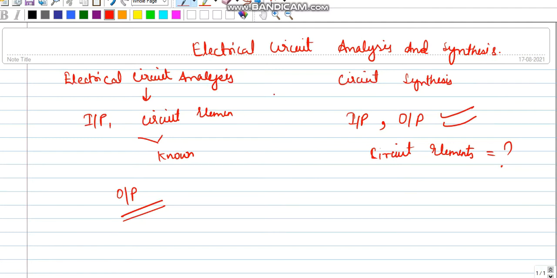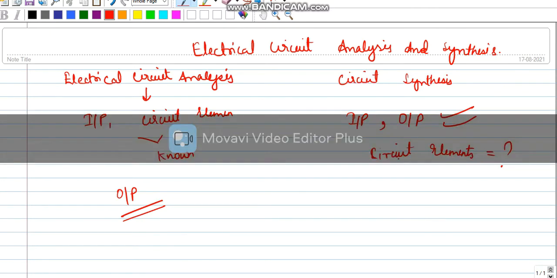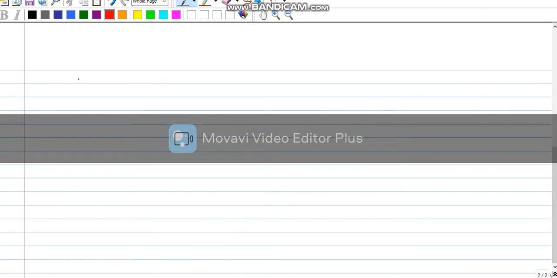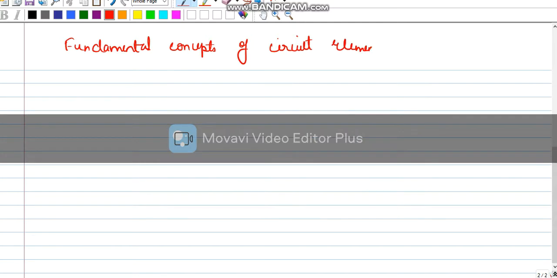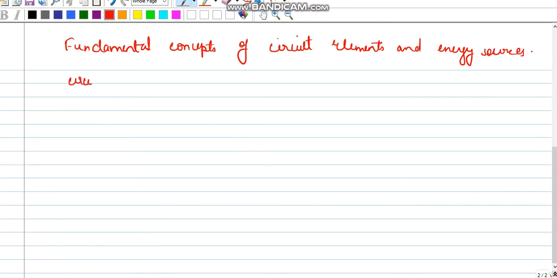So let's begin with the fundamental concepts of circuit elements and energy sources. Okay, so let's start with the circuit elements.